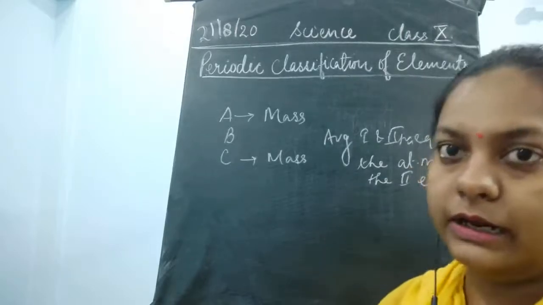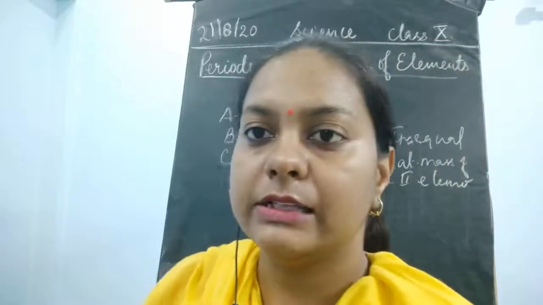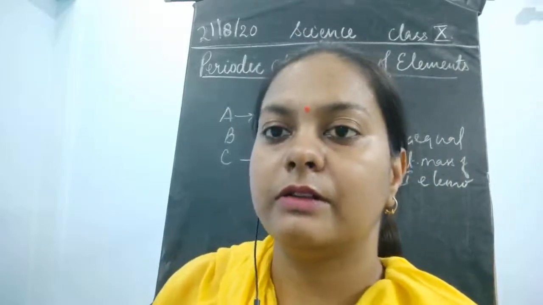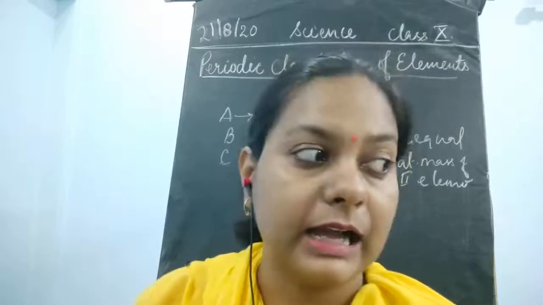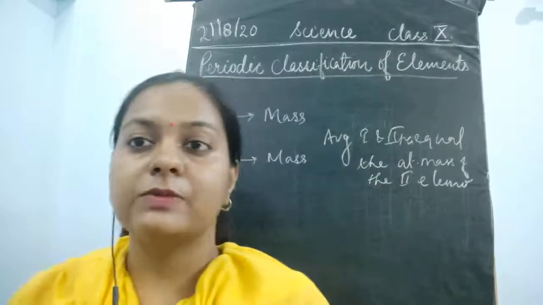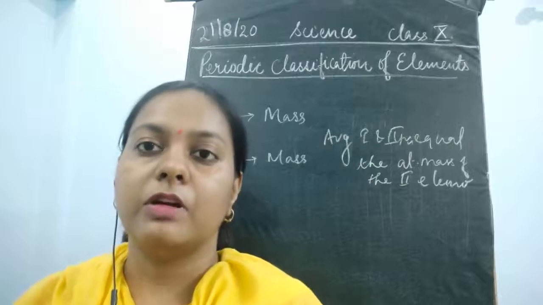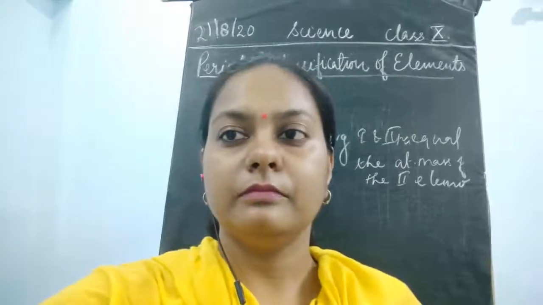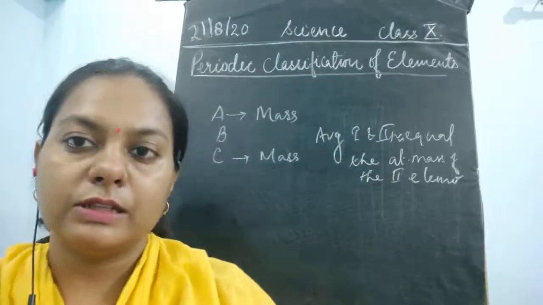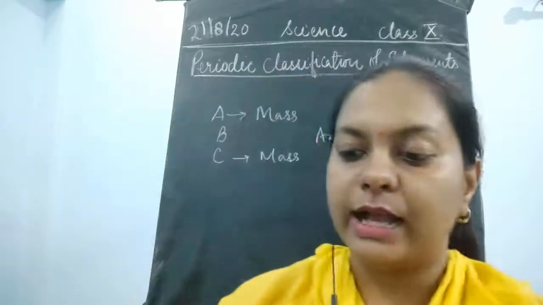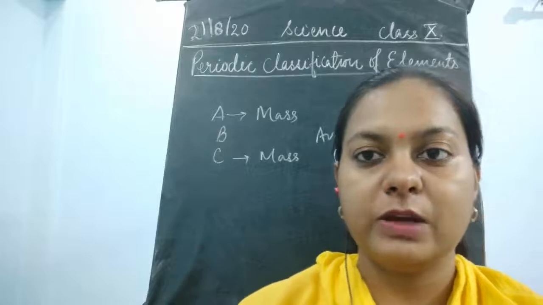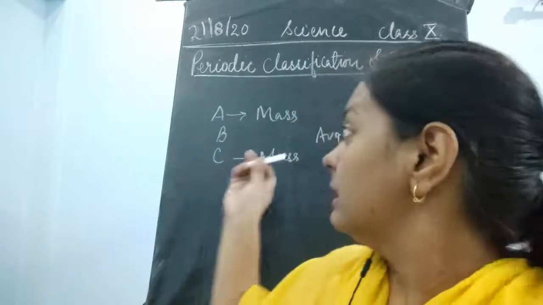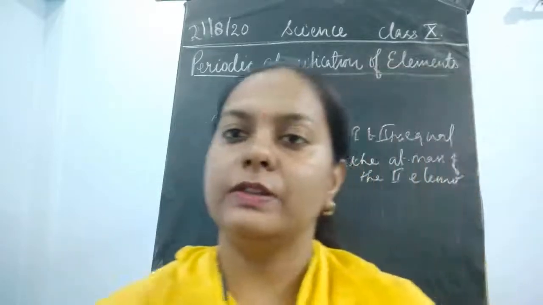So this was the triad. It was very clear from the findings that the triads were easily recognized, because when we add the atomic masses of the first and the third element, it was approximately equal to the atomic mass of the second element, okay. So this was about the triad.